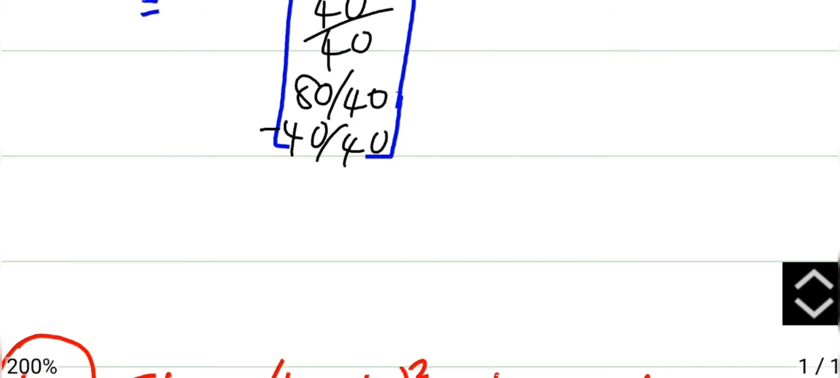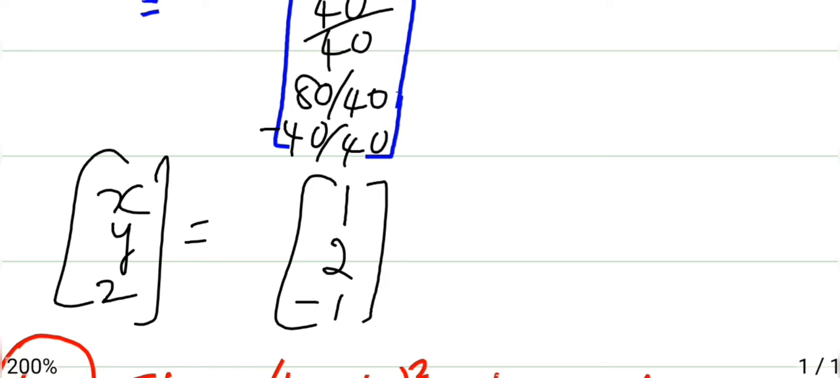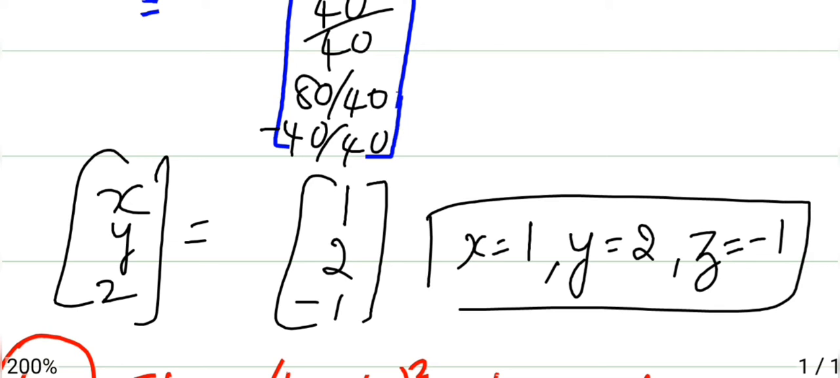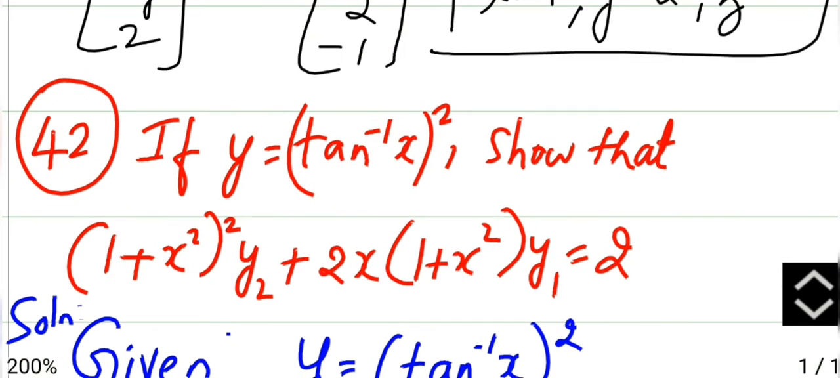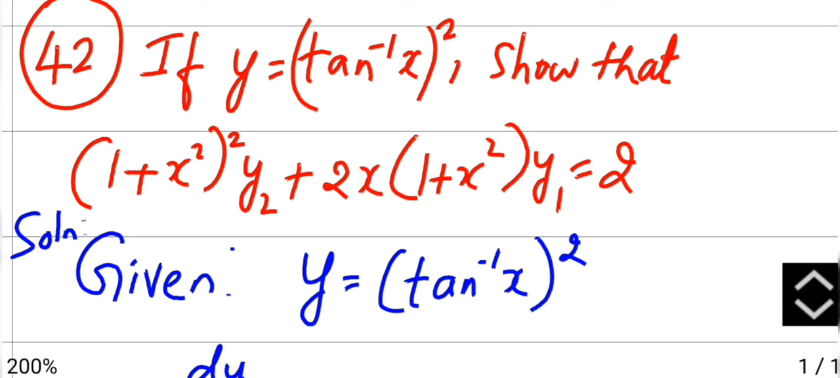So therefore the answer is x, y, z. Answer is 1, 2 and minus 1. So the value of x, y and z is x is equal to 1, y is equal to 2 and z is equal to minus 1. The final answer for the given matrix, the solution for the system of linear equations. Then moving on with the 42nd question.